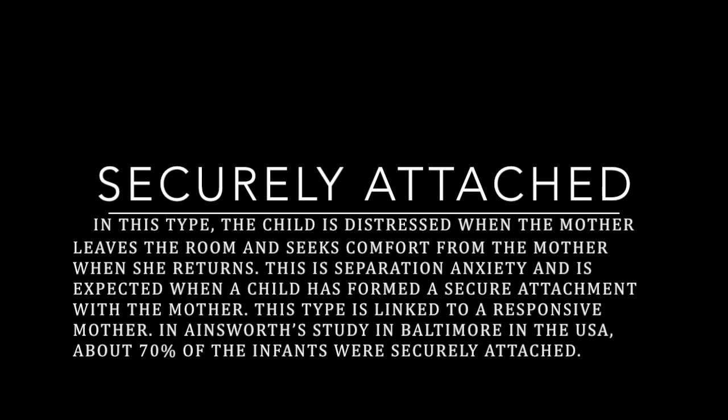Attachment types. Securely attached. In this type, the child is distressed when the mother leaves the room and seeks comfort from the mother when she returns. This is separation anxiety and is expected when the child has formed a secure attachment with the mother. This type is linked to a responsive mother. In Ainsworth's study in Baltimore in the USA, about 70% of the infants were securely attached.